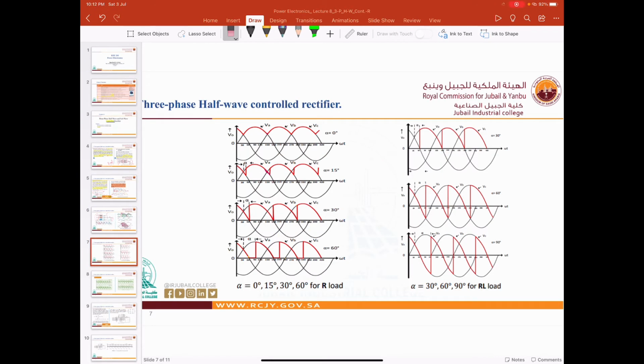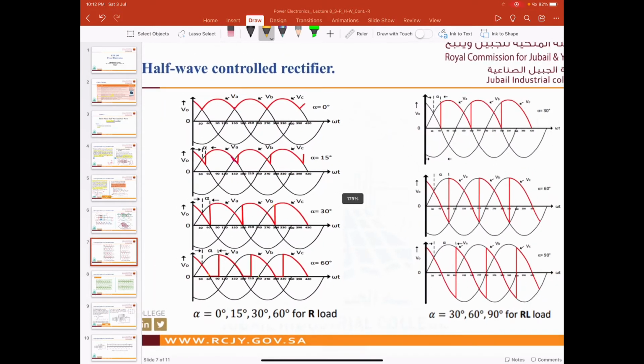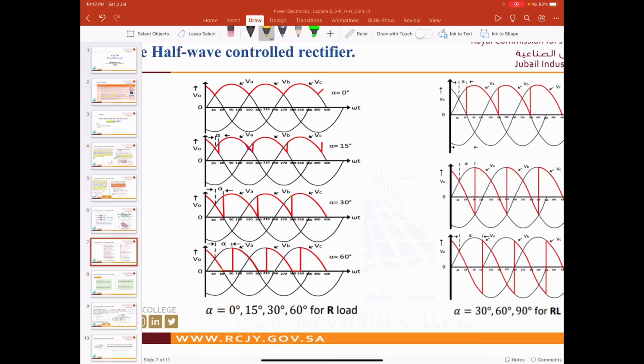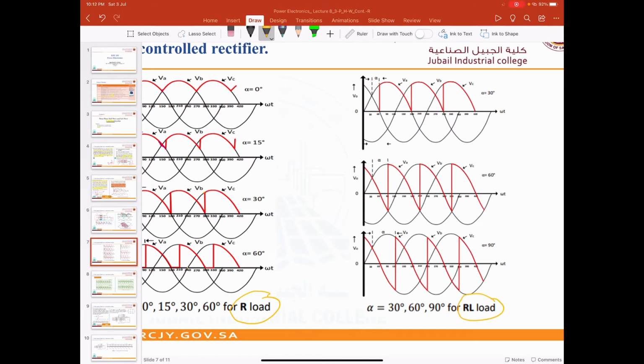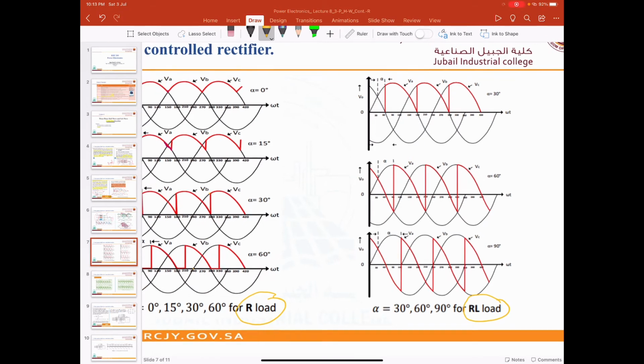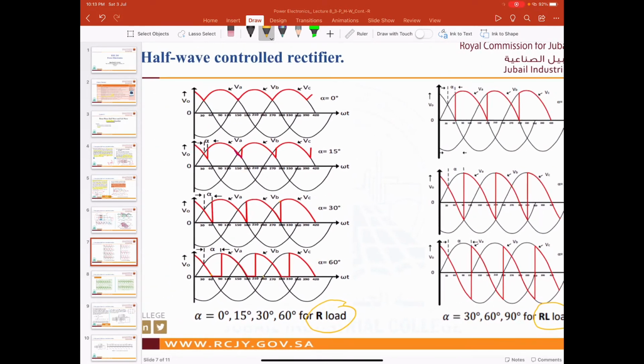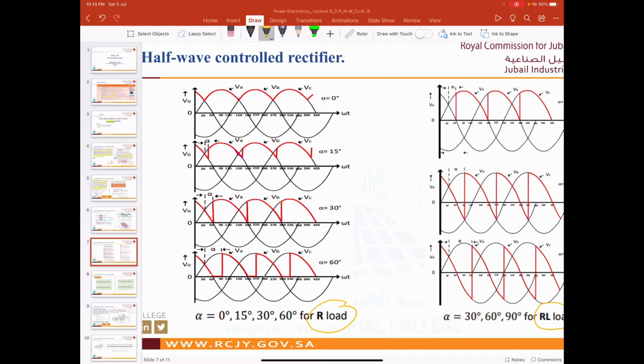Now here guys, we have the three-phase half-wave controlled rectifier. As you can see here, we have the waveforms. This is for the waveforms for the resistive load only, and on the right side we have the resistor and inductive load. Okay, now let us focus on the resistive load first, and we will see how the waveform is acting, right? Now previously in the three-phase half-wave uncontrolled rectifier, our alpha was 30, right? Remember, guys, it was 30 and it will finish at 150.